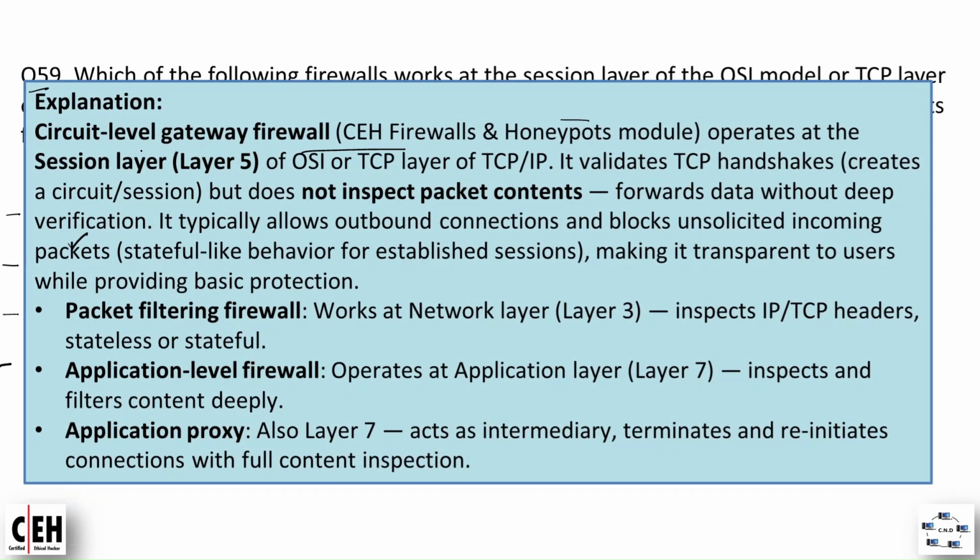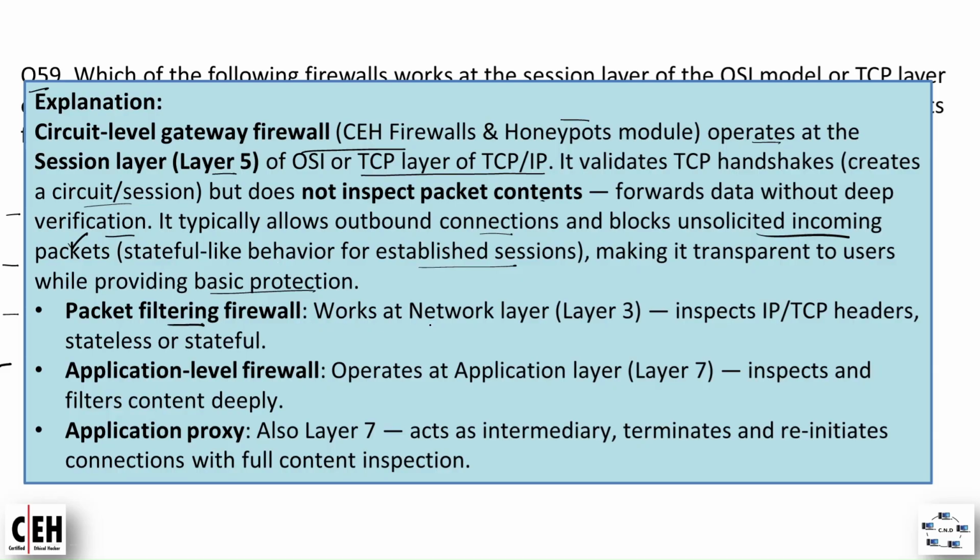And the explanation is, so the circuit level gateway firewall, covered in the CEH firewall and honeypots module, operates at the session layer, that is layer 5 of OSI or the TCP layer of TCP/IP. It validates TCP handshakes, creates a circuit session but does not inspect packet contents, that is, it forwards data without deep verification. It typically allows outbound connections and blocks unsolicited incoming packets. It has stateful-like behavior for established sessions, making it transparent to the user while providing basic protection.